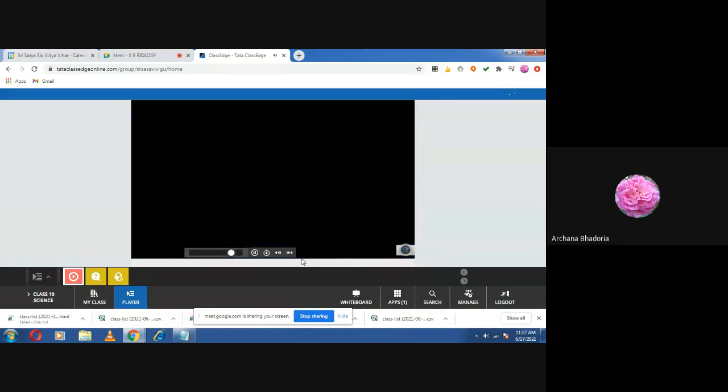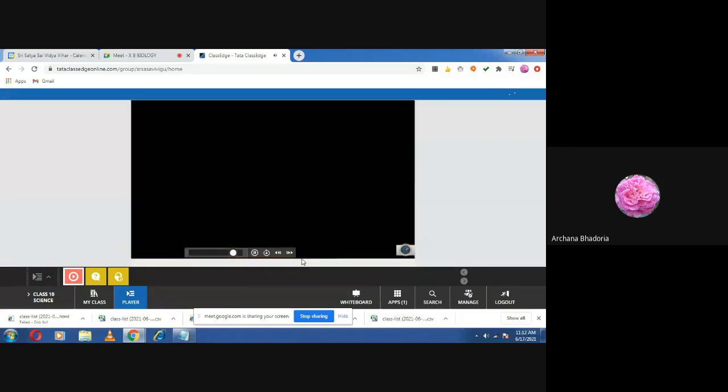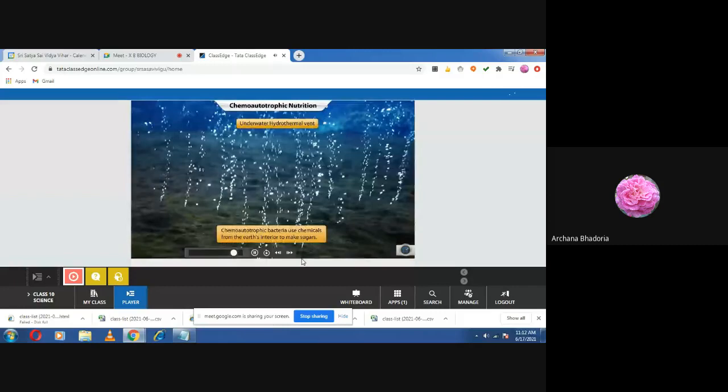Isn't it remarkable that these organisms have the ability to support a complete food web without the need for light? Some chemoautotrophic bacteria are found near hydrothermal vents in the dark depths of seas. These bacteria take energy from chemicals that trickle out of the Earth's interior and use it to make sugars.